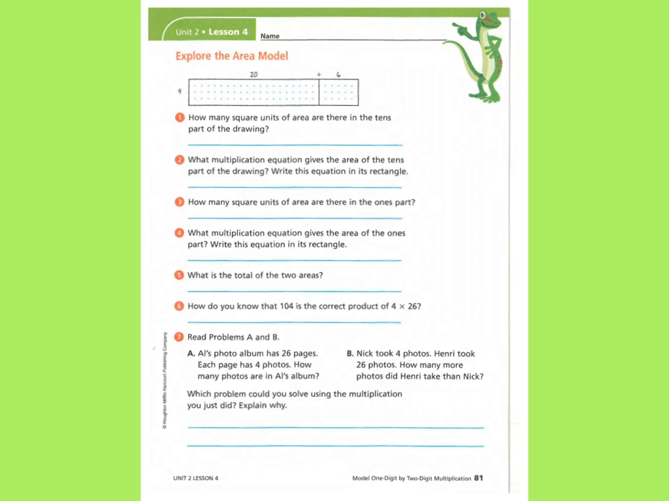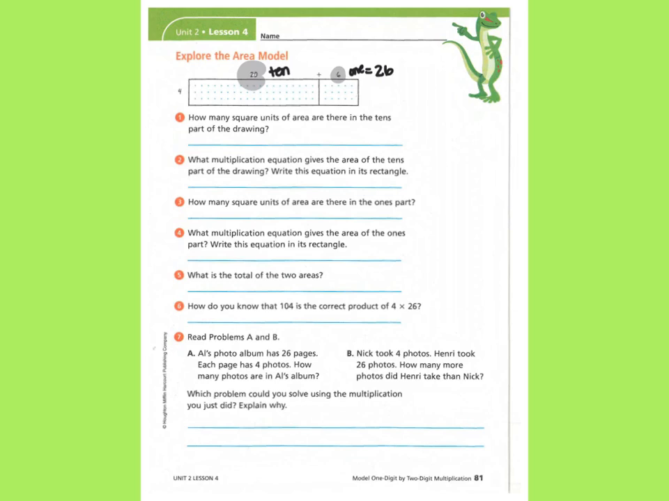As you might notice, I have 20 and 6 in expanded form. 20 plus 6 represents the number 26. I've expanded that out into a tens group, so these are my tens. I have 2 tens, and a ones group. I have 6 ones. The first question on your page says how many square units of area are there in the tens part of the drawing.